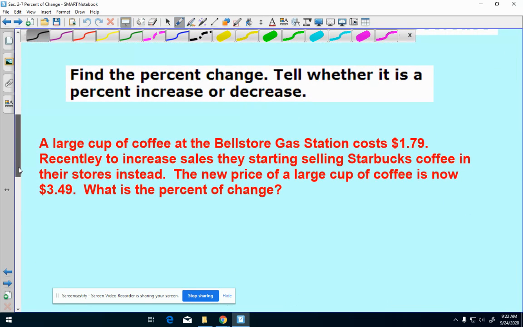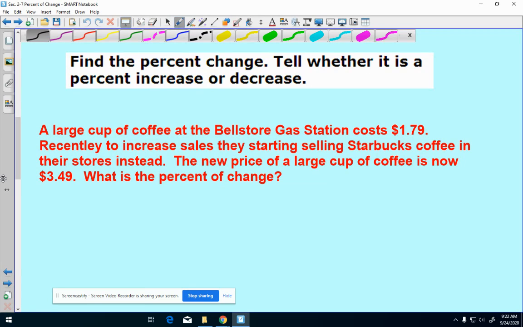So here's the first one. A large cup of coffee at the Bell store costs $1.79. But everybody knows that gas station coffee tastes like gas station coffee. So they decided to start selling Starbucks instead. With the fancy name comes the fancy price. And now they've raised their price to $3.49. So first of all, is this a percentage of increase or decrease?